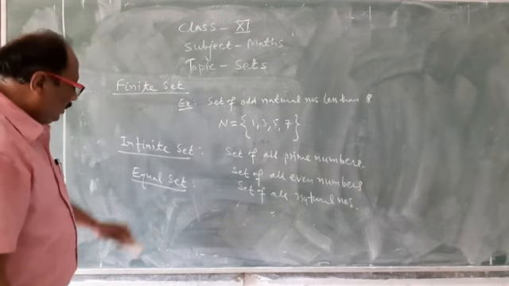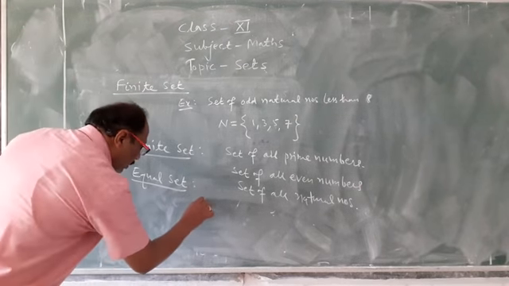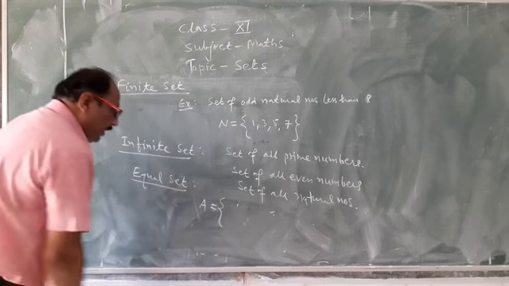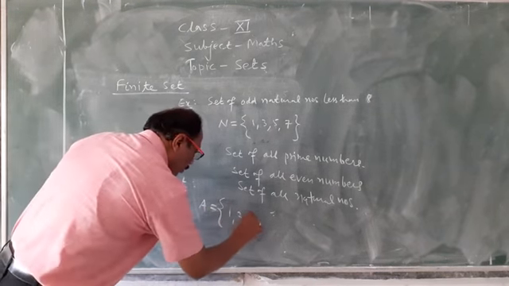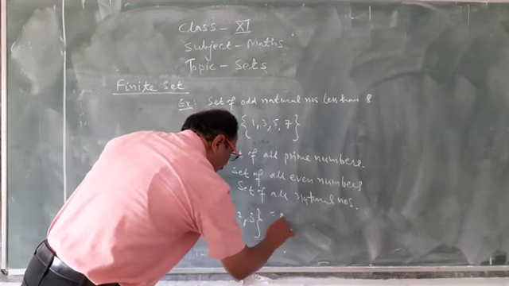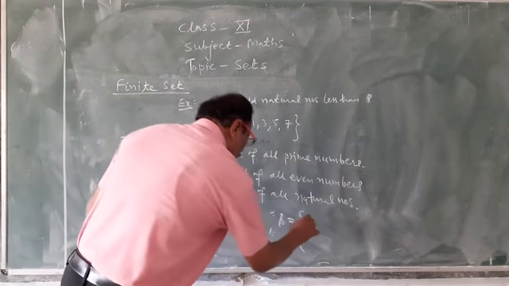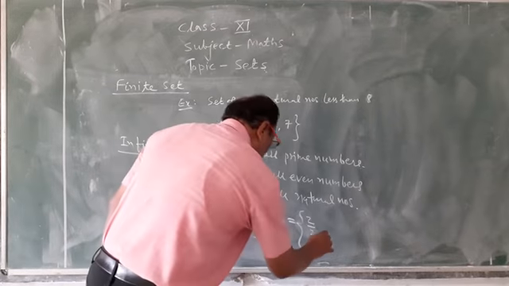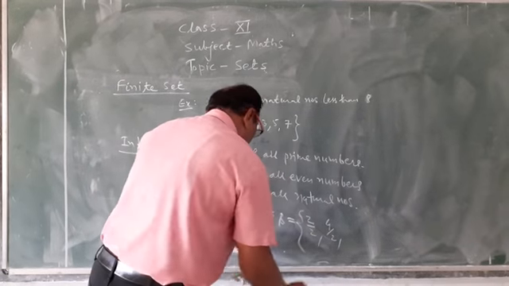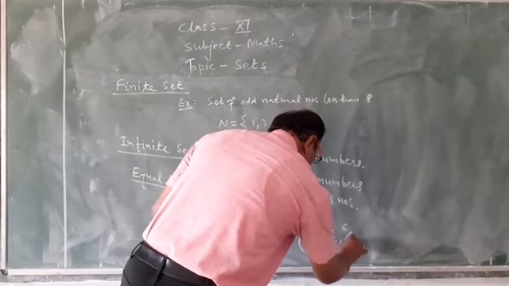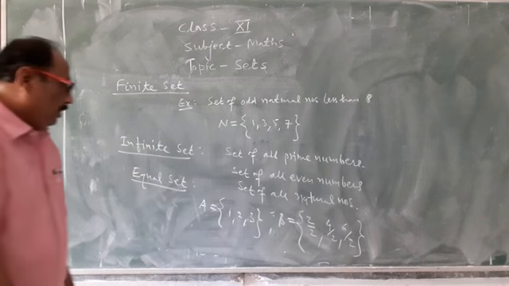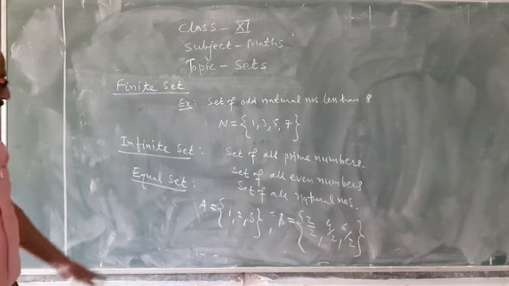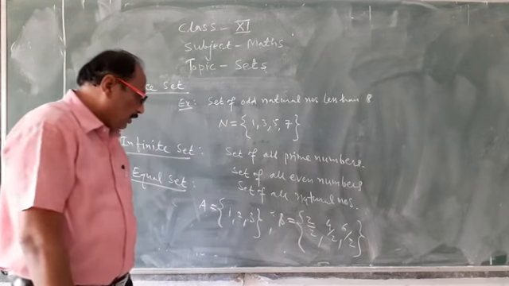Equal sets: suppose set A is a non-empty set, {1, 2, 3}. Set B is {2/2, 4/2, 6/2}, like this. Tell me whether A and B are equal sets or not.